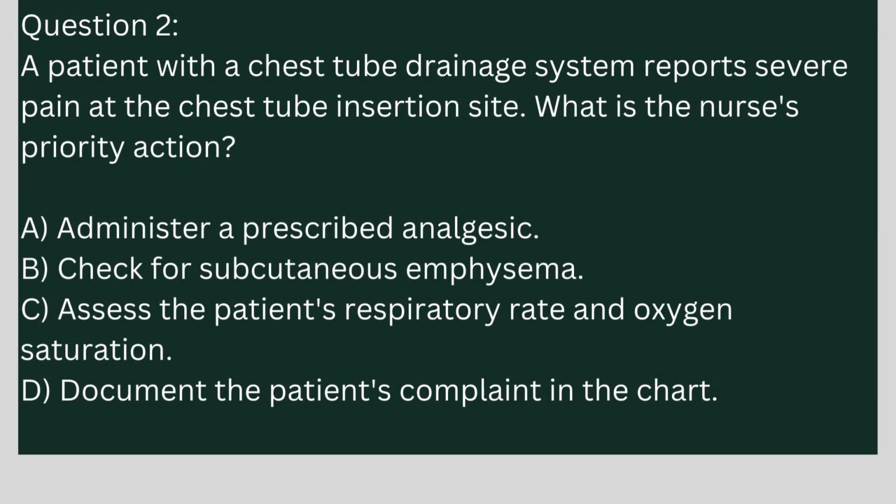Question 2. A patient with a chest tube drainage system reports severe pain at the chest tube insertion site. What is the nurse's priority action? A. Administer a prescribed analgesic. B. Check for subcutaneous emphysema. C. Assess the patient's respiratory rate and oxygen saturation. D. Document the patient's complaint in the chart.